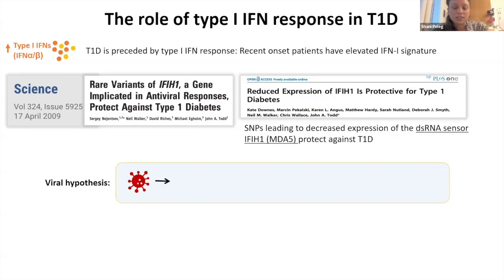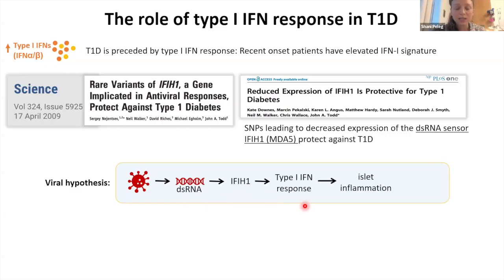Now, what could cause this type 1 interferon response that happens before the onset of type 1 diabetes? The prevailing theory has been the viral hypothesis, which would make sense, right? A viral infection could lead to double-stranded RNA sensing by Th1, which would lead to a type 1 interferon response, islet inflammation, and maybe type 1 diabetes. And the viral hypothesis has been studied profusely over the years, but a definitive causal relationship between viral infection and type 1 diabetes has still been lacking.